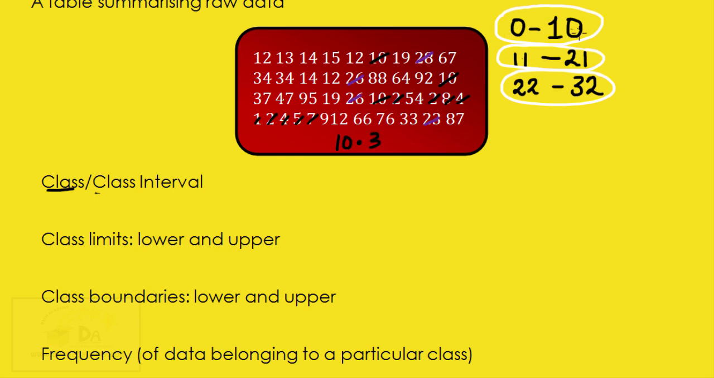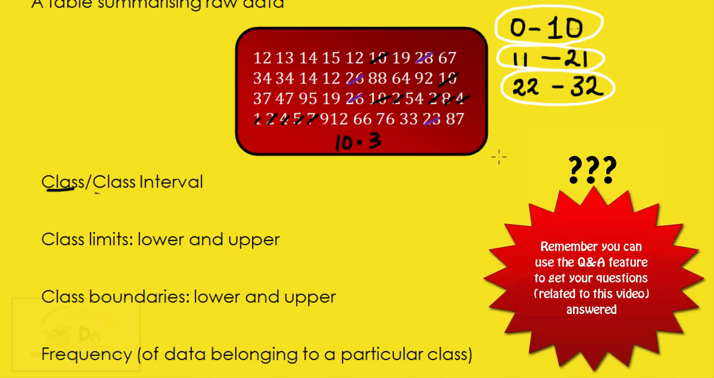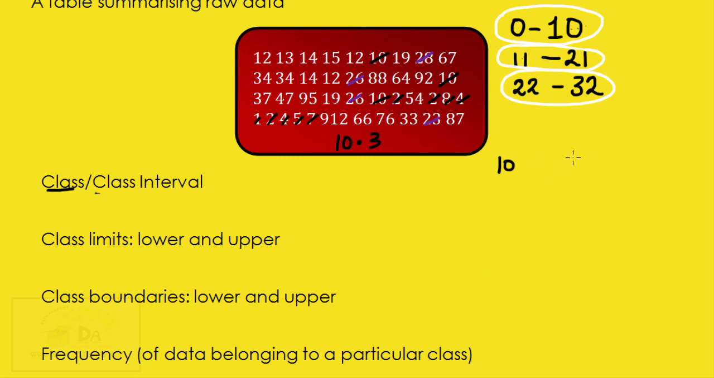Given the class intervals I've defined, which class does 10.3 belong to? None of them, because it doesn't fall into 0 to 10 and doesn't fall into 11 to 21. It's between 10 and 11. Notice that there's a gap of 1 between this upper class limit and 11 here. So between 10 and 11, there's a gap of 1. 11 minus 10 is 1.